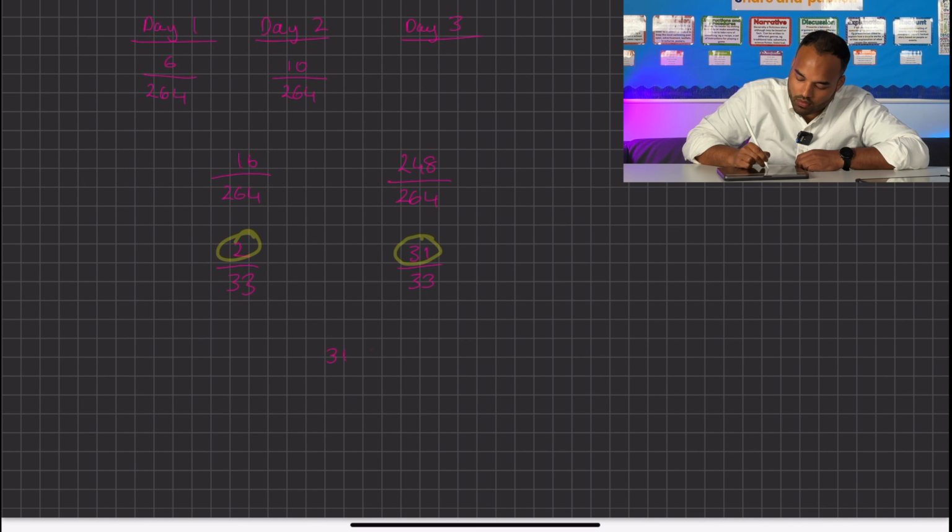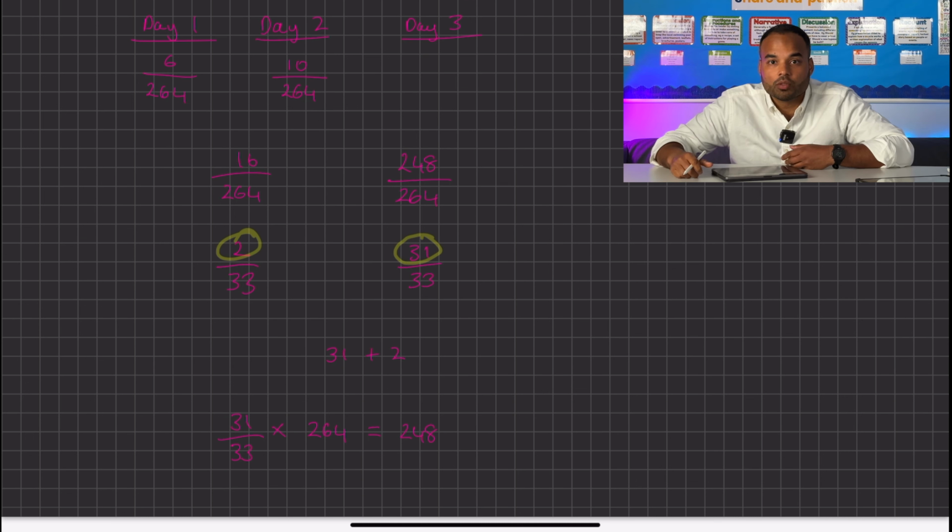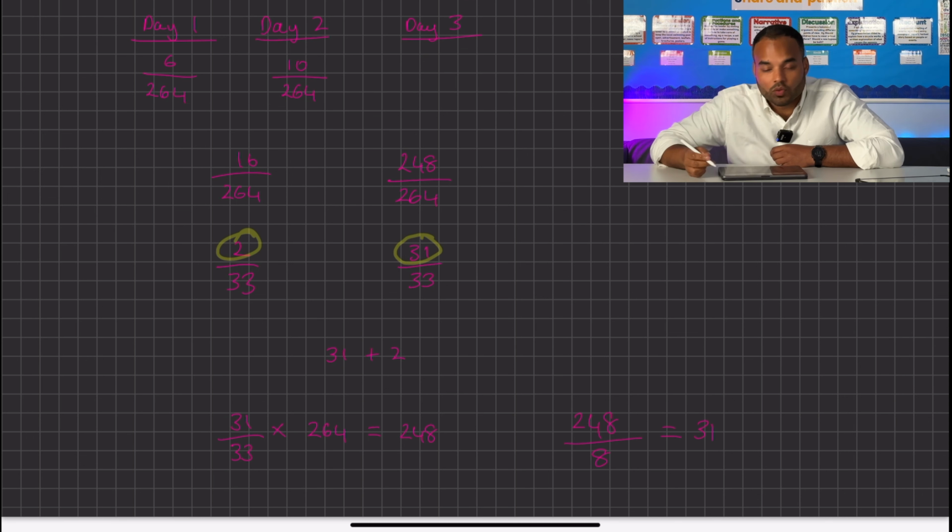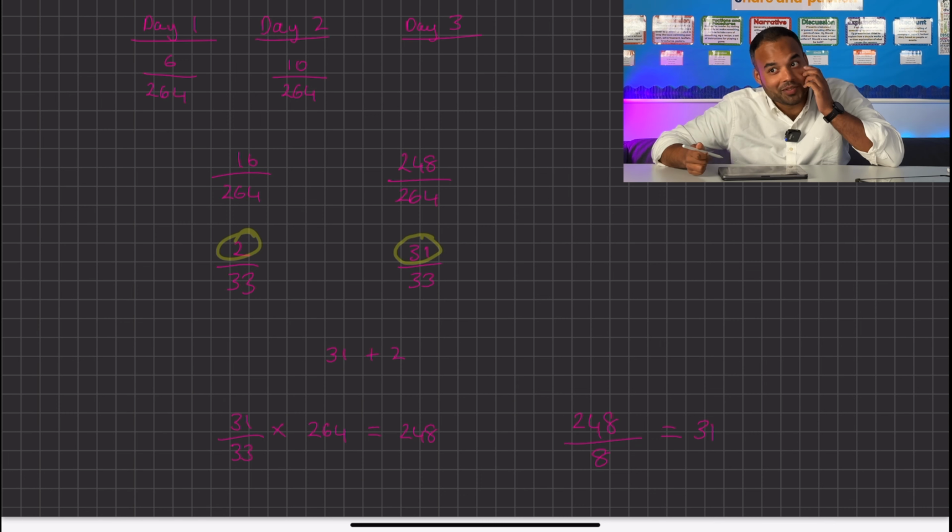Now, if you didn't quite understand that logic, if we take this fraction, 31 over 33, and multiply it by 264, we get 248, that's the number of days remaining that it would take one machine to produce this batch of strawberries. However, remember, we're not using one machine from day 3 onwards. We are using 8 machines. If we take 248, divide by 8, we get 31, which is what I said before. So in total, it takes 33 days for Kareem to produce this batch of strawberries.